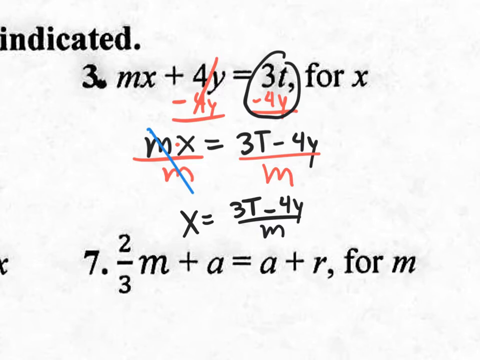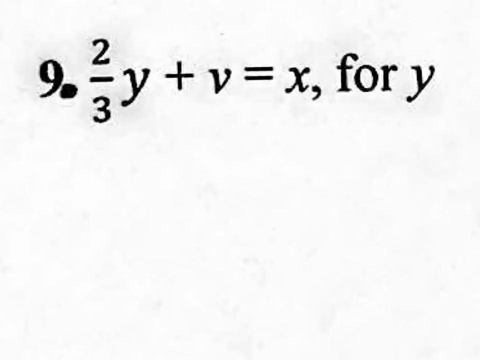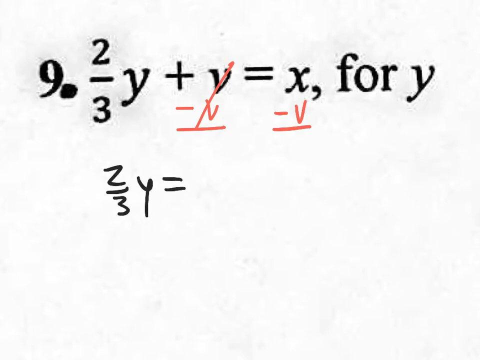Let's move on to a different one. Let's jump to number 9. I want to solve for y. So y is clearly on the left side of the equal sign. I need to get y by itself. I don't want this 2/3. I don't want the v. What do you get rid of first? Let's subtract v. That'll cancel out. You cannot subtract x take away v, so you're just going to rewrite it. You're going to have 2/3 y equals x minus v.